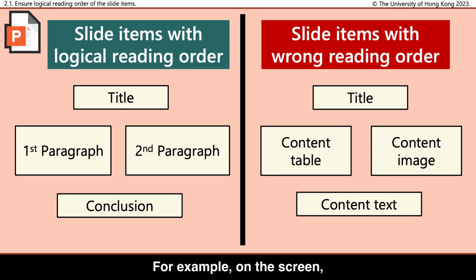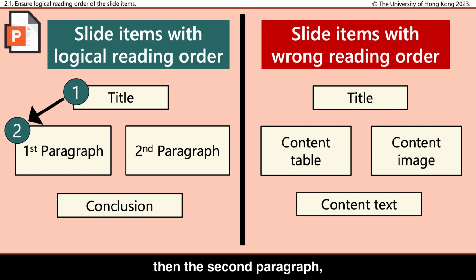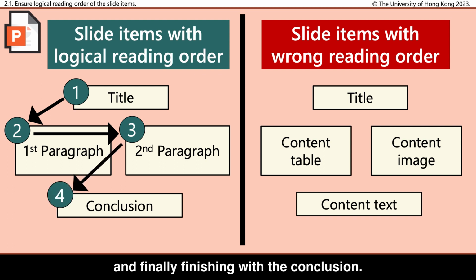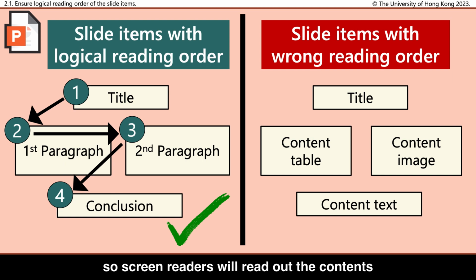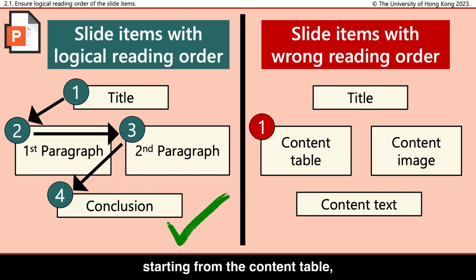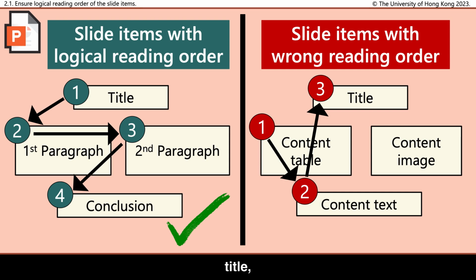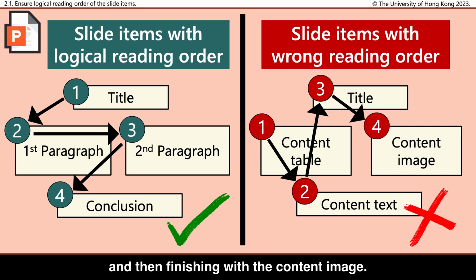For example, on the screen, the contents on the left and right show the same visual order and position but different reading order. On the left, screen readers will read out the contents in a logical order, starting from the title, moving on to the first paragraph, then the second paragraph, and finally finishing with the conclusion. However, on the right, the reading order is arranged incorrectly, so screen readers will read out the contents in the wrong sequence, starting from the content table, content, title, and then finishing with the content image.